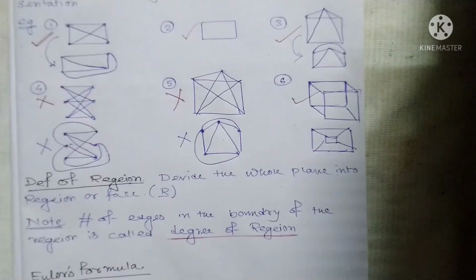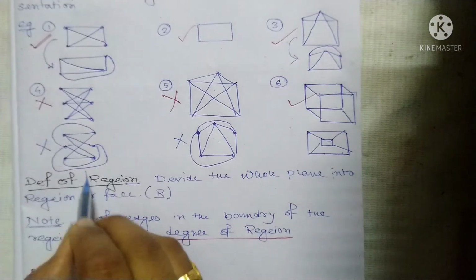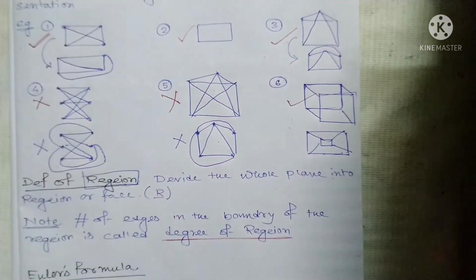Now let's see some definitions. So what do you mean by region? Okay, so this is an important term. What do you mean by region? So the planar representation of a graph divides the whole plane into some regions or some small parts, that is called the region, or we can say the face.